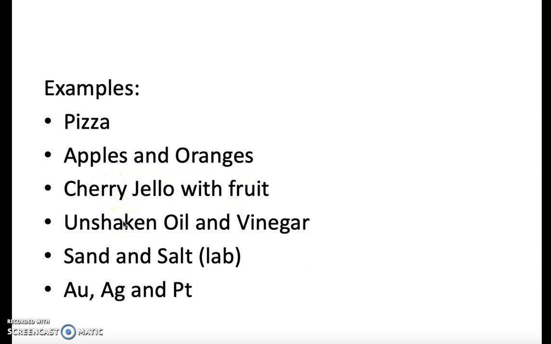Oil and vinegar, that's unshaken. You have the two layers. You have the oil, which is less dense, floating on top, and the vinegar at the bottom. Sand and salt, and there's a lab that we usually do to separate these two. Salt dissolves in water, whereas sand does not. Then if you had a mixture of, say, gold, silver, and platinum, you can clearly see the difference between the three of them, and you can simply separate them, no problem. Okay, so heterogeneous mixtures are the ones you can readily see the distinct phases in that mixture.